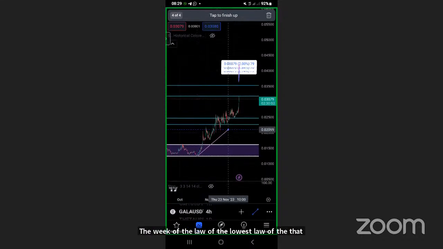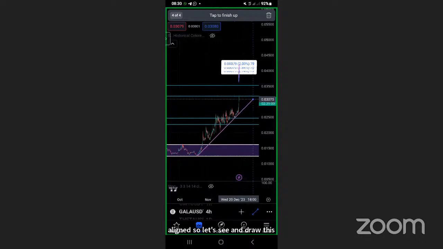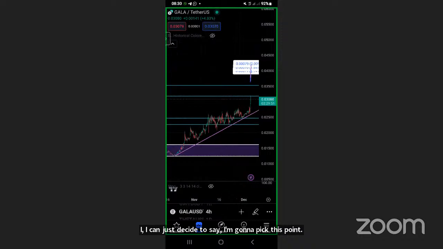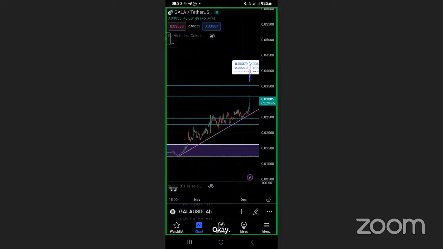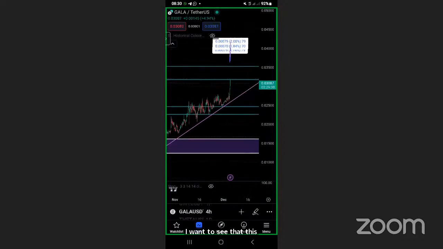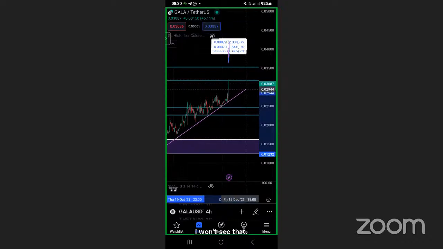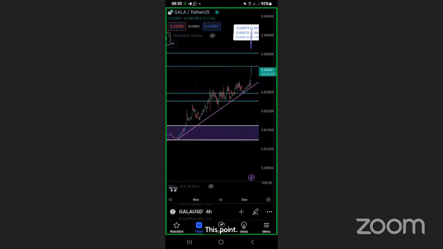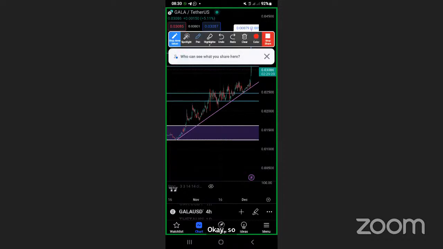So let's see. I can draw this. I can just decide to say I'm going to pick this point. Now, what have I done? I've only considered this point. I've taken care of the point of reversal, and then this part and that part. So those are the parts that I've touched.